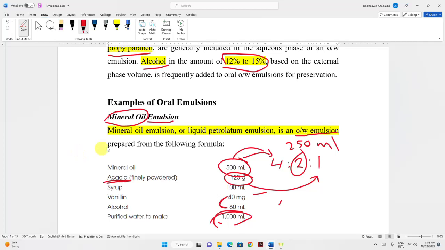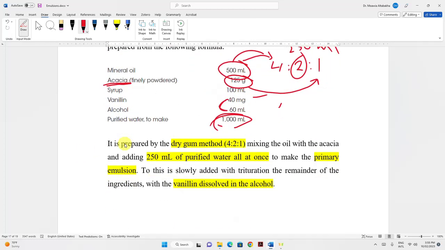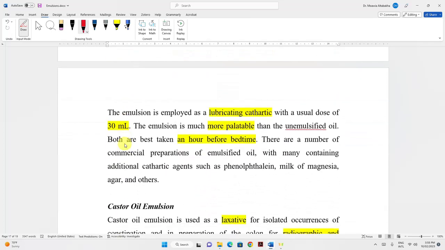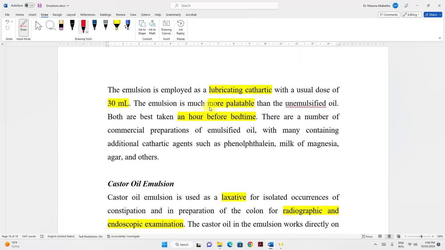Okay, of course this is cathartic, it's a laxative, and it has to be administered an hour before bedtime. For adult, the dose is 30 ml. This 30 ml will contain 15 ml of liquid paraffin or mineral oil.